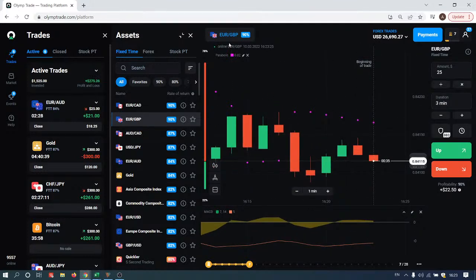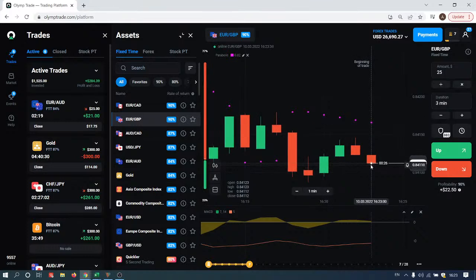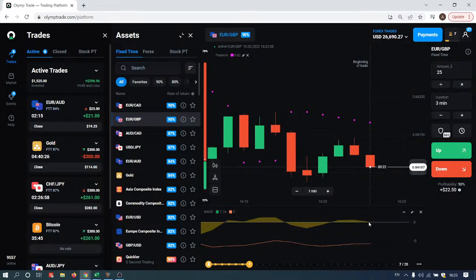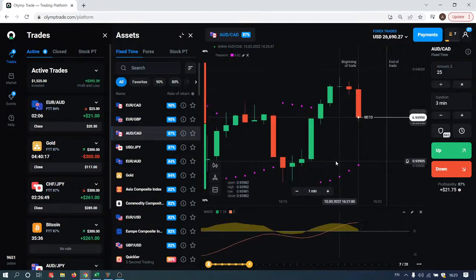And on the Euro GBP asset, we have a contradicting signal because the parabolic SAR is telling us to open trades in the downwards direction, and the MACD indicator is pointing in the upward direction. So we should wait.